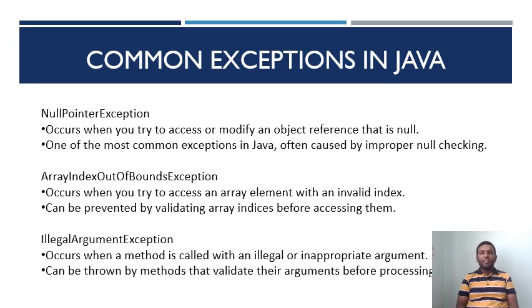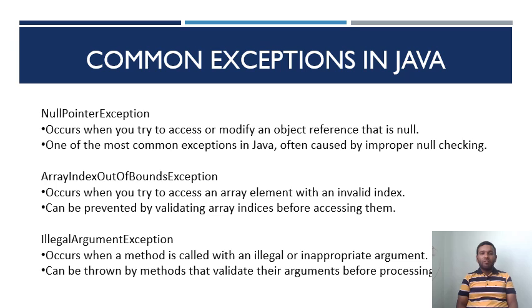What are the common exceptions seen in Java? Let us see the different kinds of exceptions one after the other. The first one is the null pointer exception. This occurs when you try to access or modify an object reference that is null.